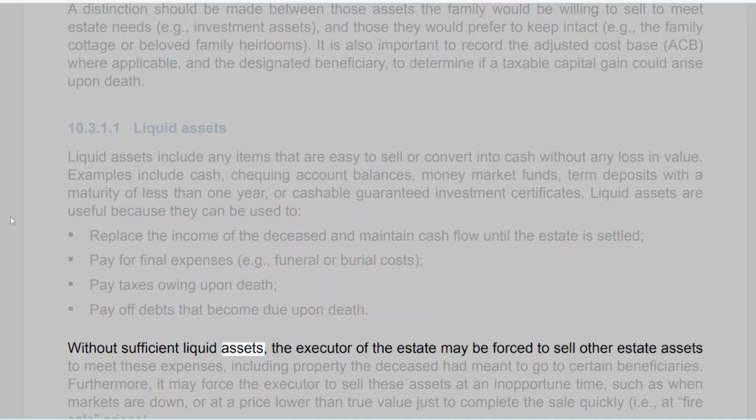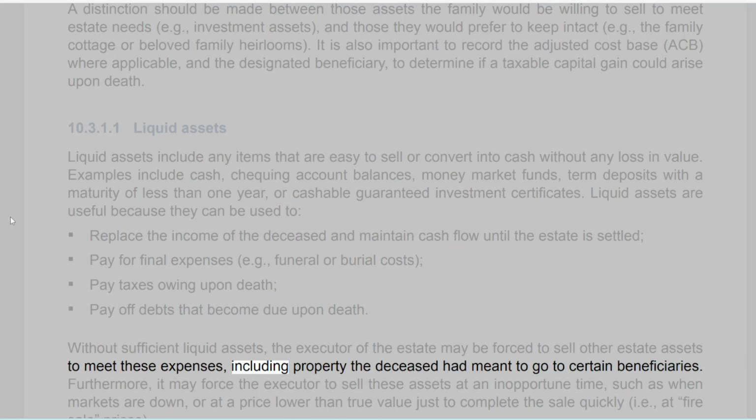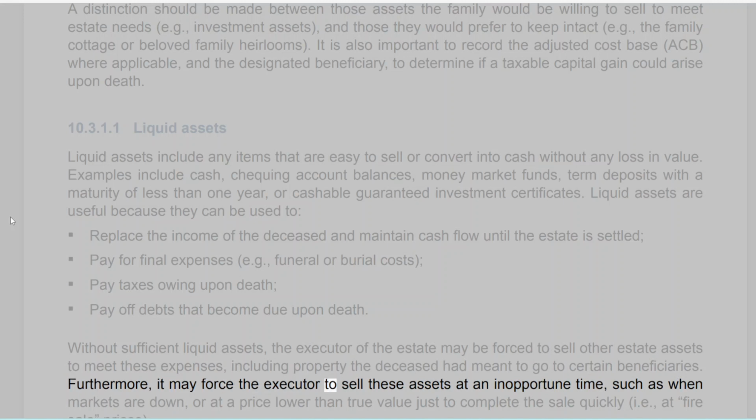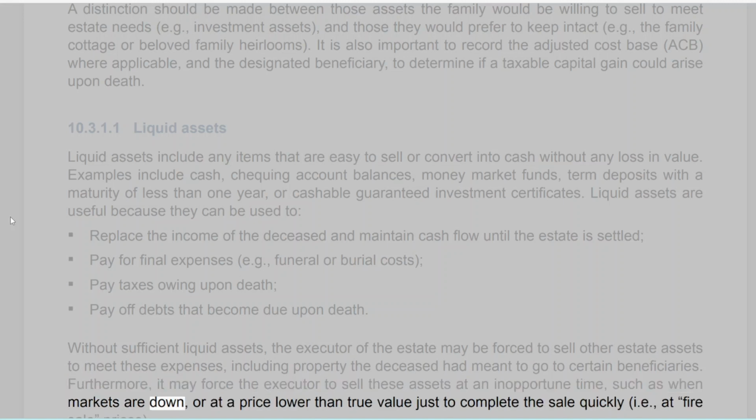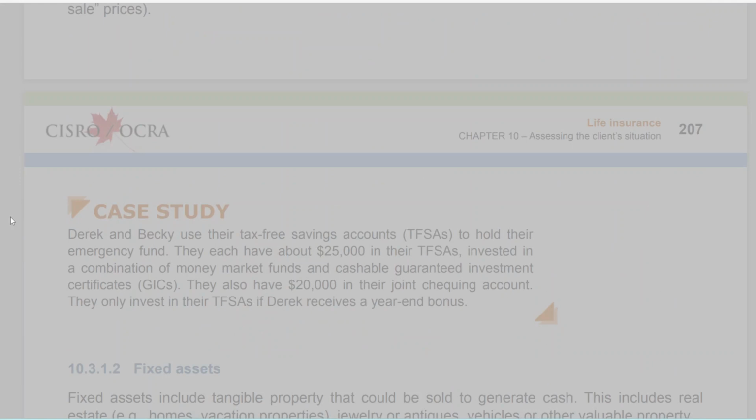Without sufficient liquid assets, the executor of the estate may be forced to sell other estate assets to meet these expenses, including property the deceased had meant to go to certain beneficiaries. Furthermore, it may force the executor to sell these assets at an inopportune time, such as when markets are down, or at a price lower than true value just to complete the sale quickly, i.e., at fire sale prices.